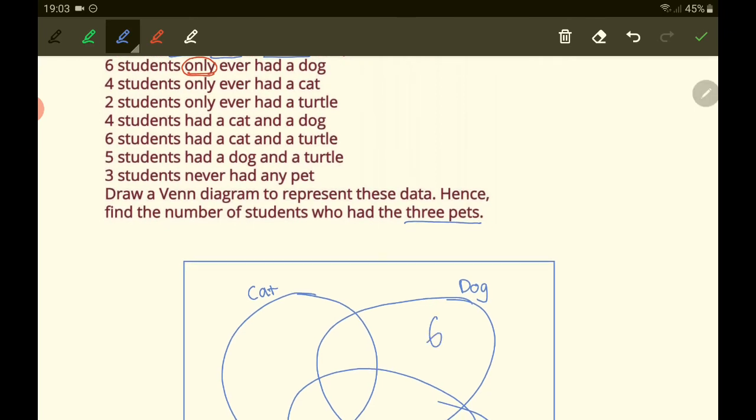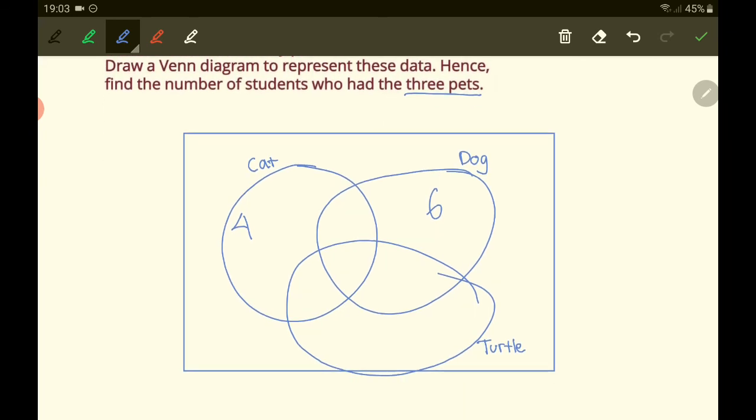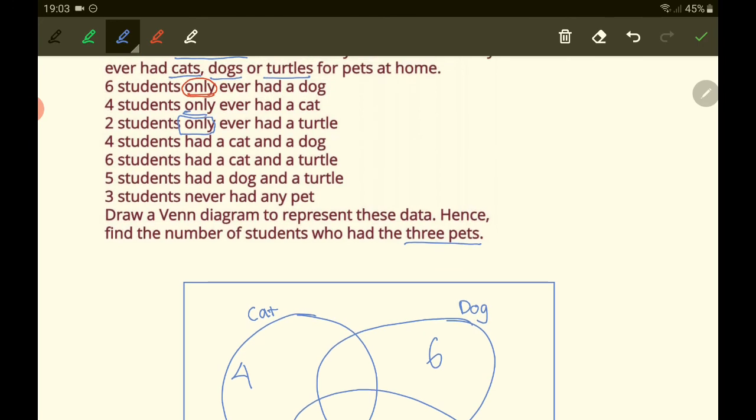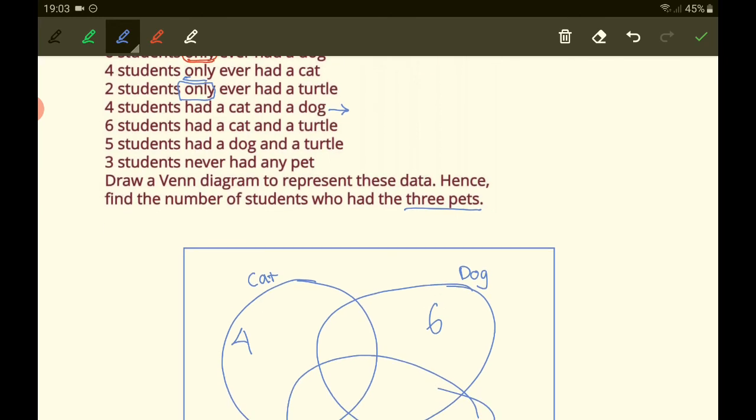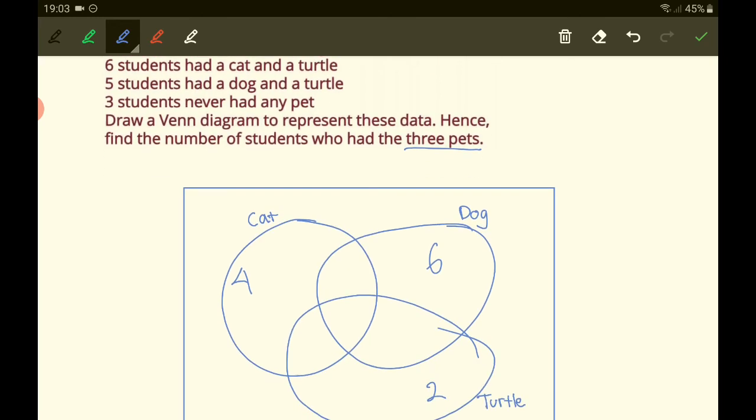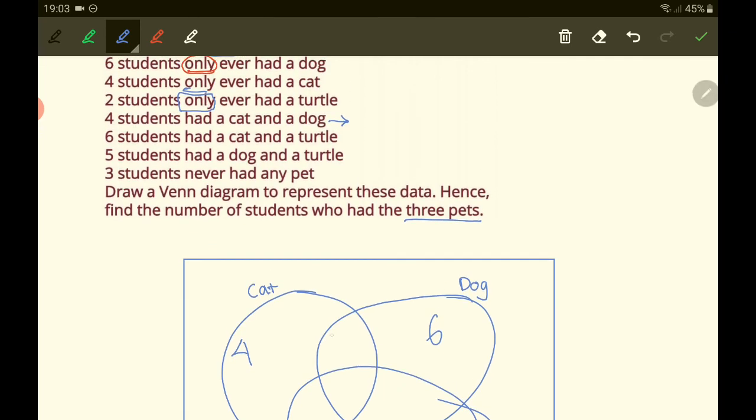Yeah, and then 4 students only, again here only, ever had cat, so cat is 4 students, and then 2 students only, this is also only, there is word only again, ever had a turtle, so 2 belongs to turtle here, turtle, and then 4 students had a cat and a dog. Okay, so for this statement there is no word only, so it will mix with the one who get 3 animals. Yeah, so 4 students had a cat and a dog, cat and dog, so this one is 4.